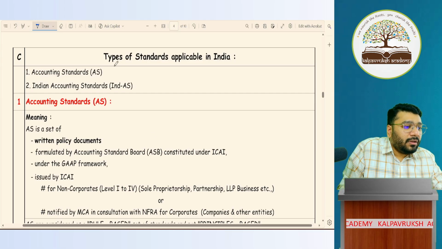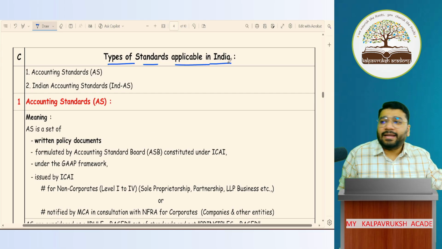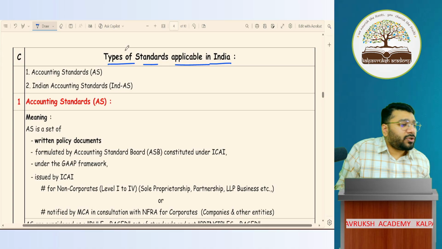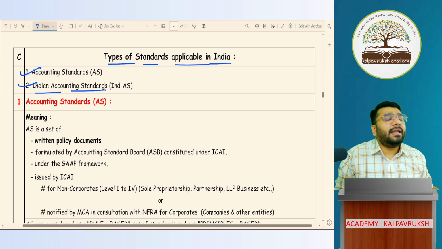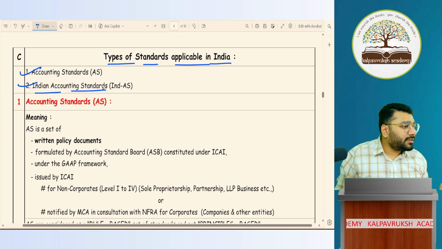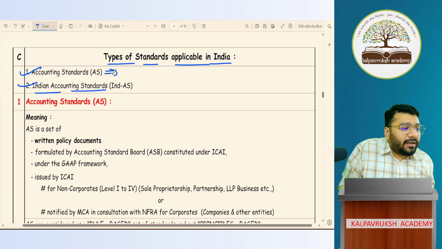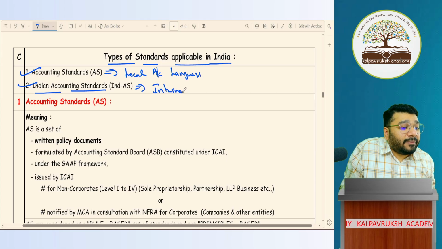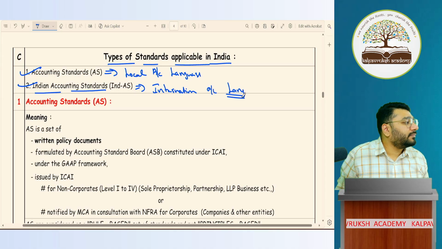Now, types of accounting standards applicable in India. There are two types of accounting standards that we deal with. One is just called accounting standards, and the second is called Ind AS, that is, Indian Accounting Standards. If I have to say, accounting standard is nothing but the local accounting language, and Ind AS is the international accounting language. Got it, not got it?